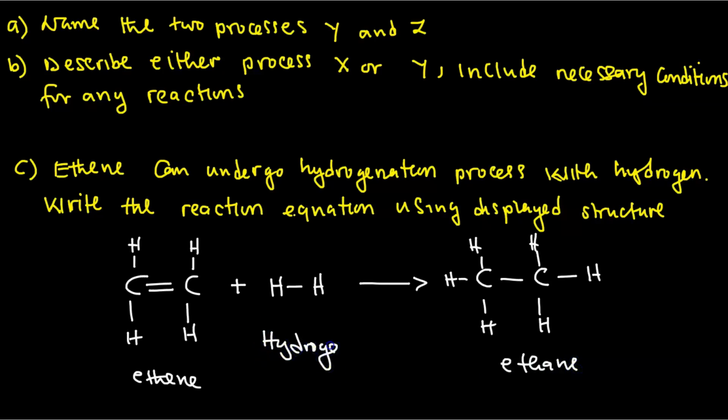Now, what are the conditions? UV light is one of the conditions, or high temperature. So if you are asked for the conditions, UV light or high temperature is involved. And of course, the importance of this process, I think we've looked at the question at some point, but if you've forgotten, hydrogenation is used in industry to harden vegetable oil.